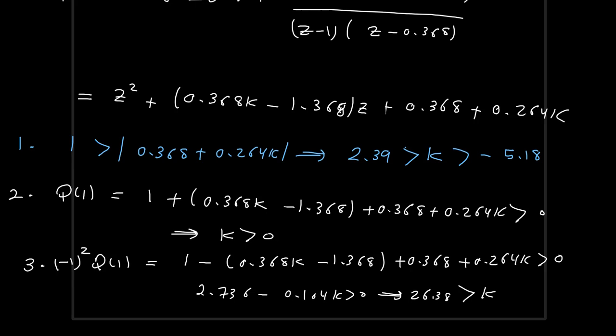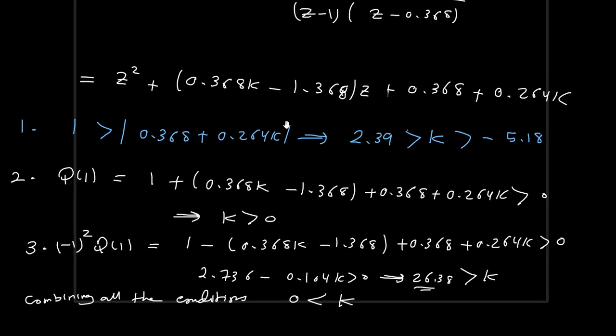Now, all the conditions must be satisfied. Combining all the conditions, we find the range of k so the system is stable. K must be greater than 0 because it must be positive, and from here we have k must be less than 26.38, and from the first condition k must be less than 2.39, so k must be less than 2.39.